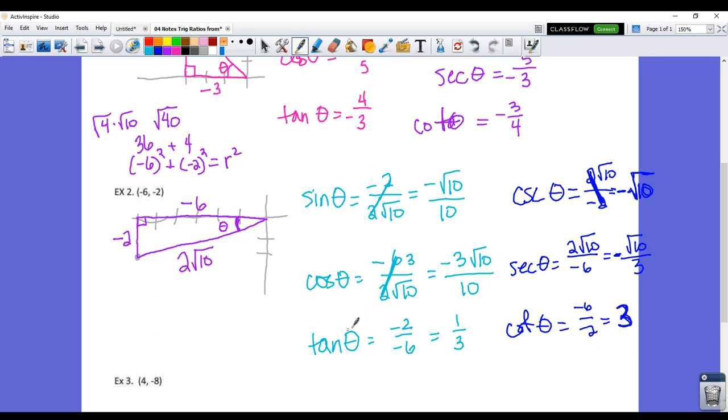So in the second quadrant, the tangent is the thing that's positive, and all the other trig values are negative. Okay, in this third quadrant, sine and cosine are negative, and the tangent is positive.